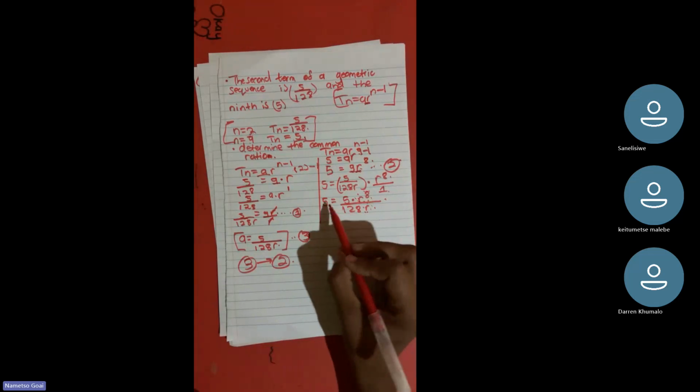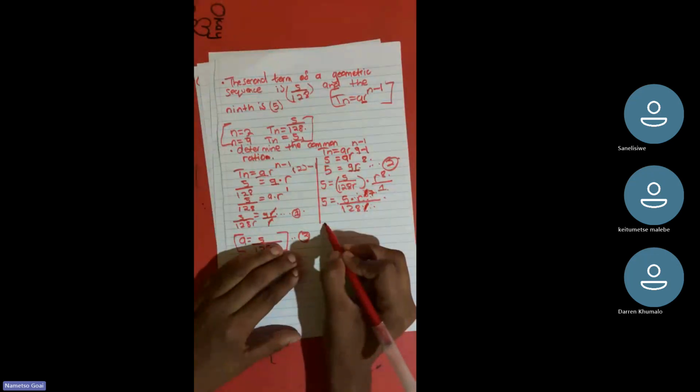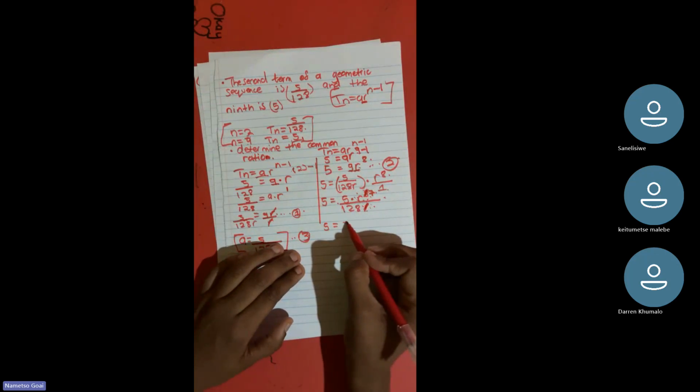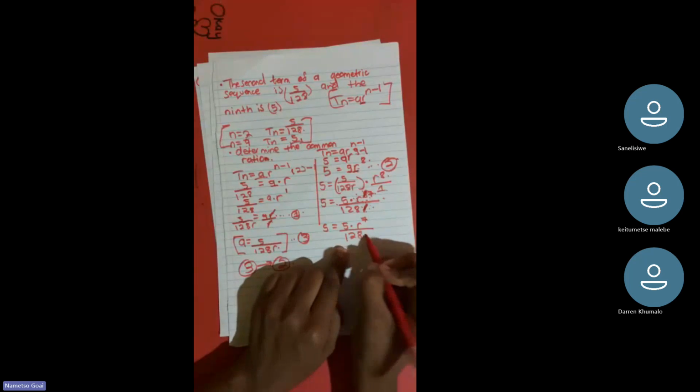Yes. Okay. So now if we're here, we have 5 equals 5 multiplied by R raised to the power 8 divided by 128 multiplied by R. This one will be cancelled, and this one will also be cancelled because they subtracted 1 from this one, and you have a 7 over here. So now you have 5 equals 5 multiplied by R to the power 7, all divided by 128.